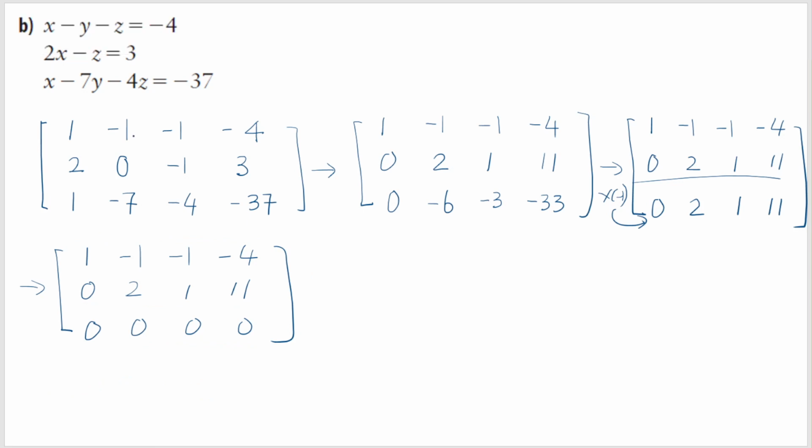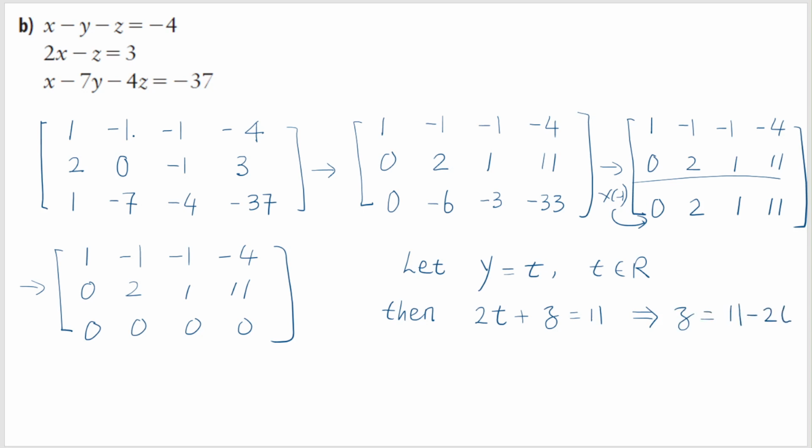And how do we express these solutions? We can let y equal any number t, where t belongs to the real number set. Therefore, y could be any real number t, right? Then the second equation tells us 2t plus z equals 11, and this gives us z is simply 11 minus 2t. Again, t is a real number.